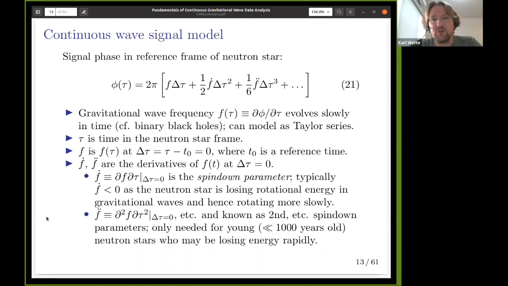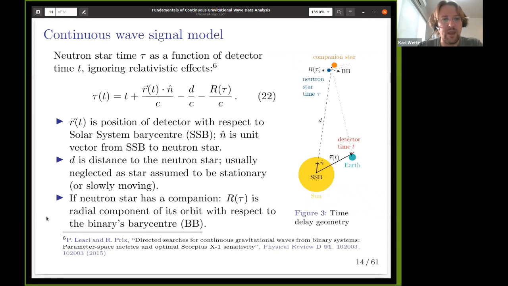So that's the equation. Basically, equation 21 gives you the model of the signal phase in the reference frame of the neutron star. But of course, we then need to convert that to the reference time of our detector here on Earth, which is where we actually make the measurement. This is where we have to be careful about changing between different time reference frames. That's given in equation 22.